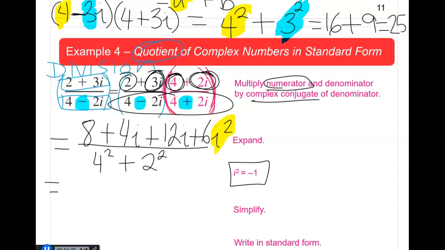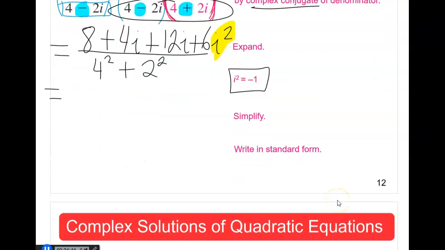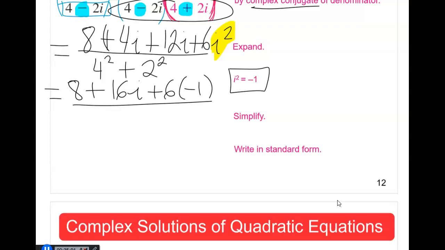So from here, we're going to get 8 plus, let's combine the two terms here in the middle, the 4i plus 12i, so that's 16i. And then we have the plus 6 times negative 1. Okay, for the denominator, we have 4 squared, that's 16.